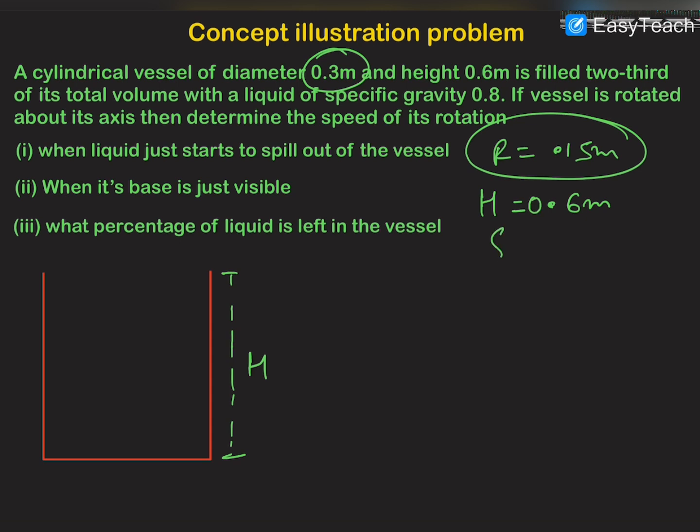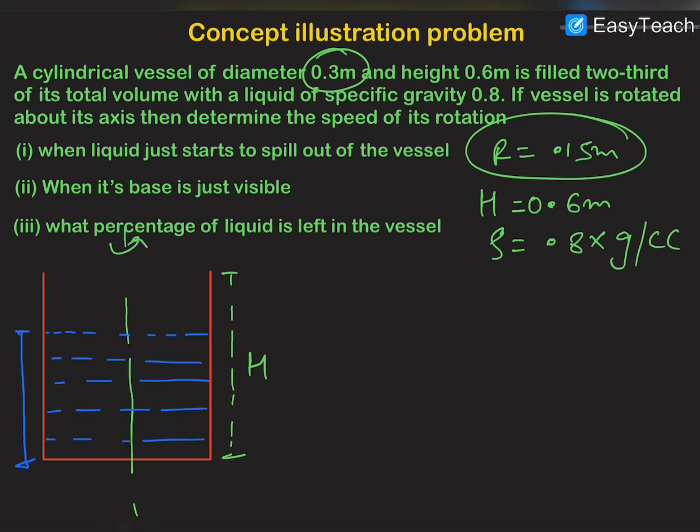And the density of liquid filled is 0.8, this is specific gravity, so 0.8 gram per cc. And this cylinder is rotated about this axis. So initially the liquid was at 2/3 height. So if this is h naught, h naught is equal to 2 by 3 of H. So it would be 0.4.